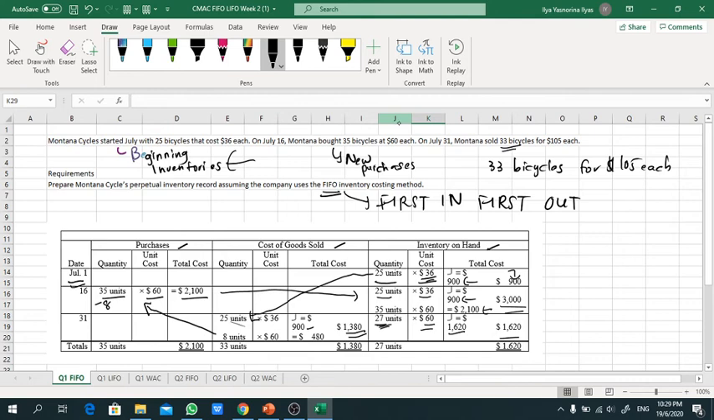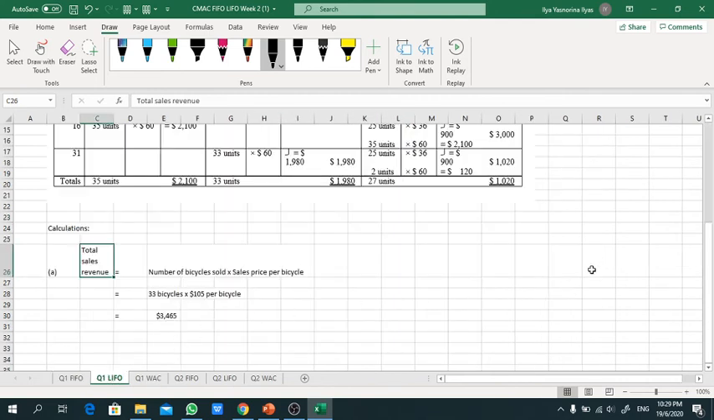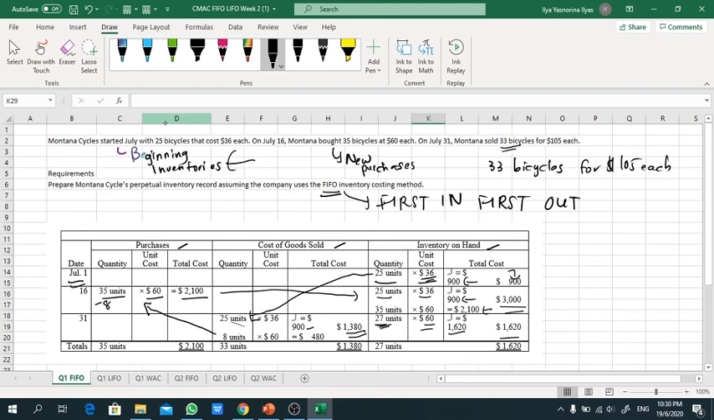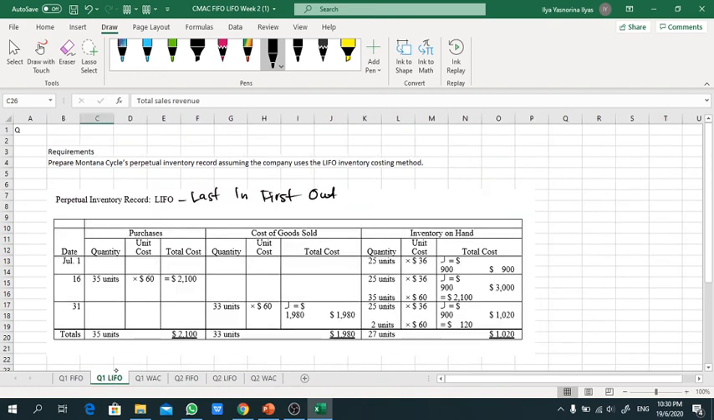Okay, now we go to LIFO. LIFO is a bit different from FIFO. Of course, as we know, with LIFO we choose the last in, first out. The question is the same. We have 25 bicycles in beginning inventory. We bought 35 units of bicycles at 60 each, and they also sold 33 bicycles. So from here, we prepare the LIFO.